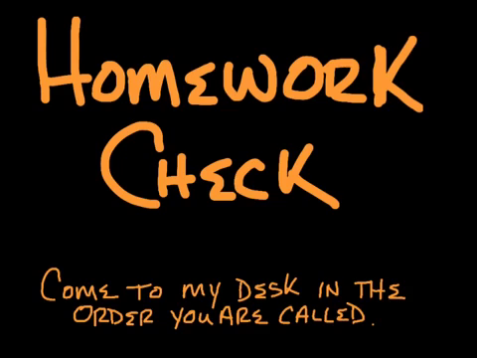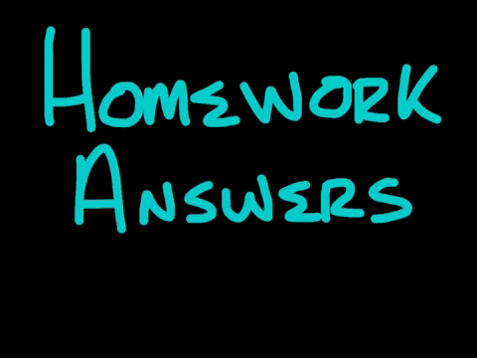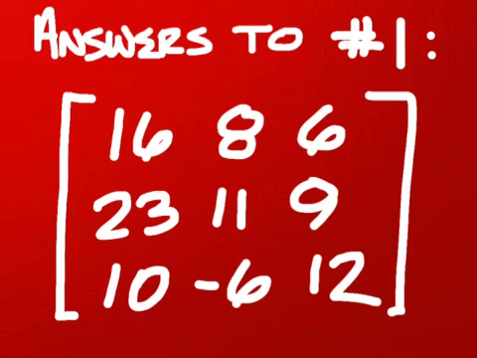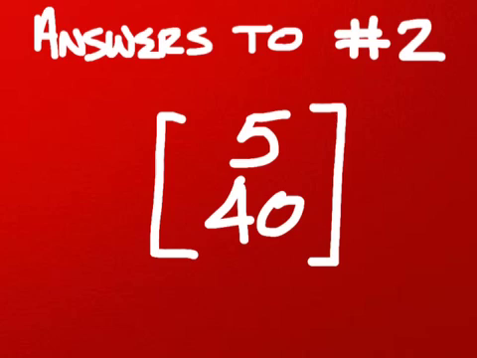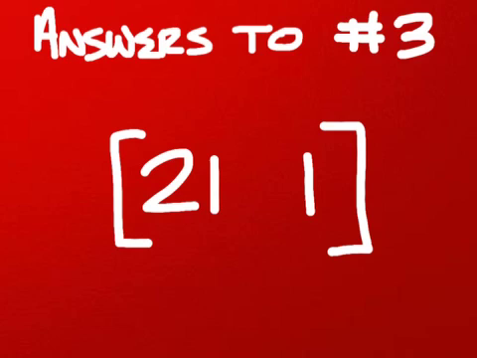Homework check. We'll do it up here on the iPad. Homework answers. I need to see number 1 first. Answer to number 1. If you have all those numbers correct, come and get 3 million. Bring up number 2. Okay. Bring up number 3. Answer is 21 and 1.